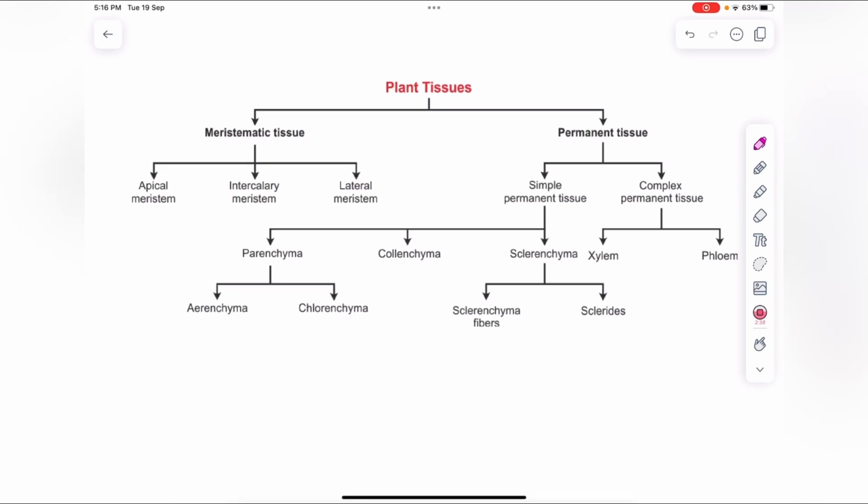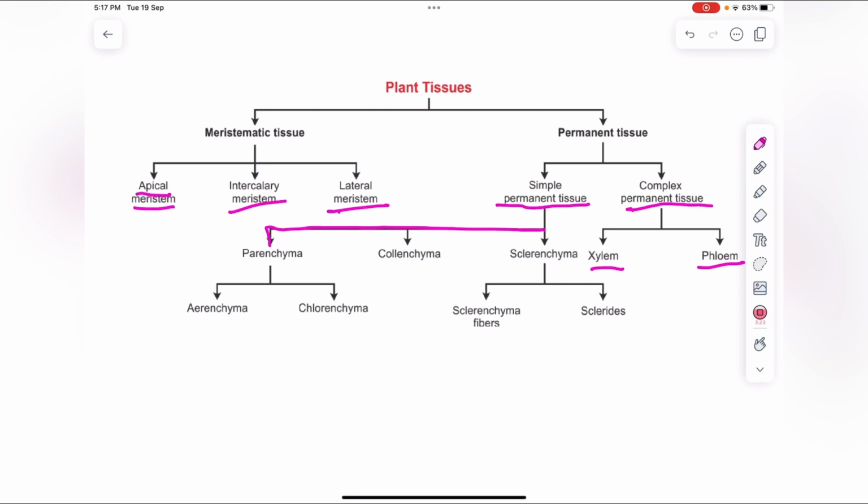Further, meristematic tissue is divided into three different types: apical meristem, intercalary meristem, and lateral meristem. Permanent tissue is divided into two types, simple permanent tissue and complex permanent tissue. Simple permanent tissue is divided into parenchyma, collenchyma and sclerenchyma, and complex tissue is divided into xylem and phloem.